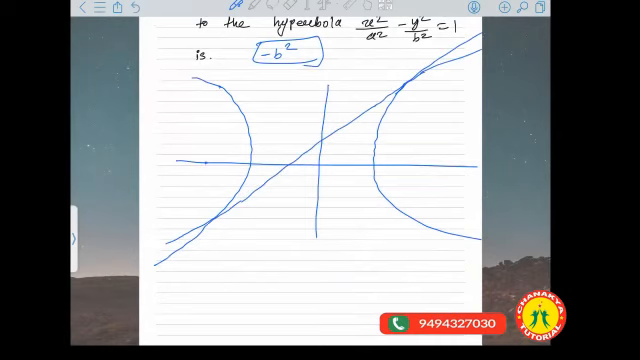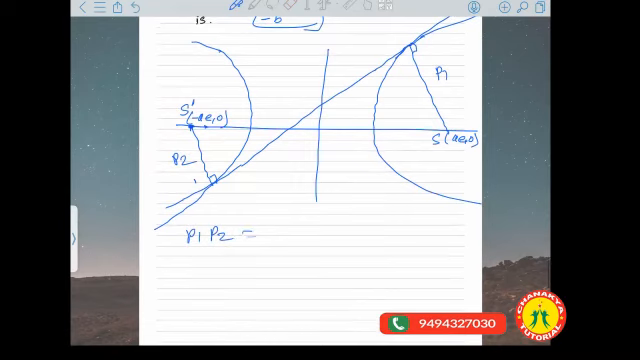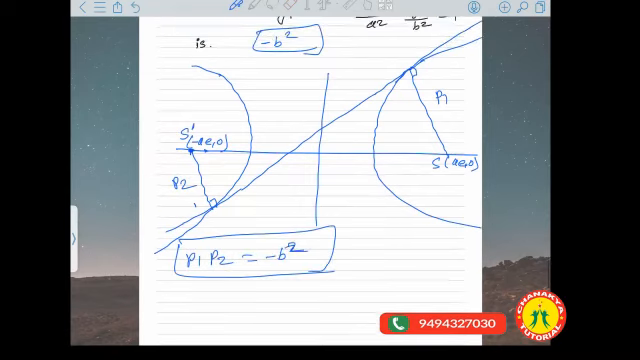This first focus coordinate is minus AE comma 0, and now the other is AE comma 0. This is the perpendicular line. This is also a perpendicular line. So let P1 be the length and P2. So we need to find P1 P2 is equal to minus b square.